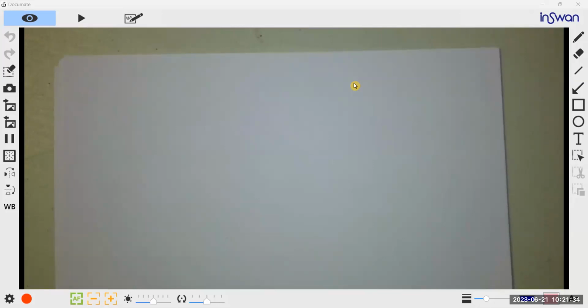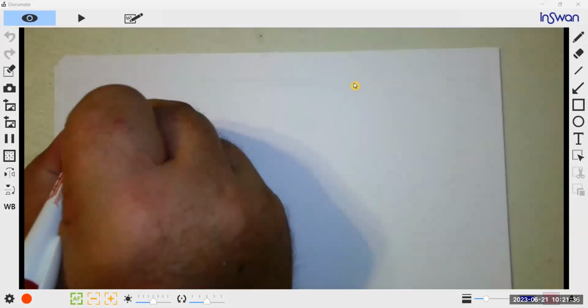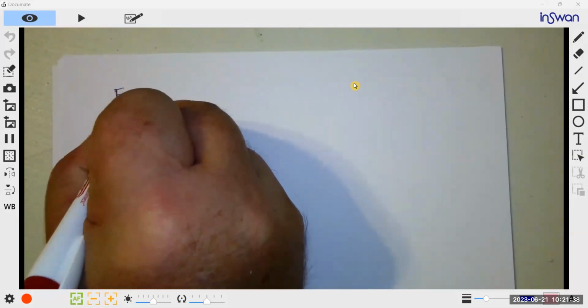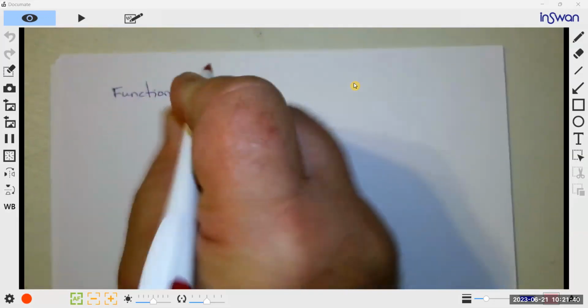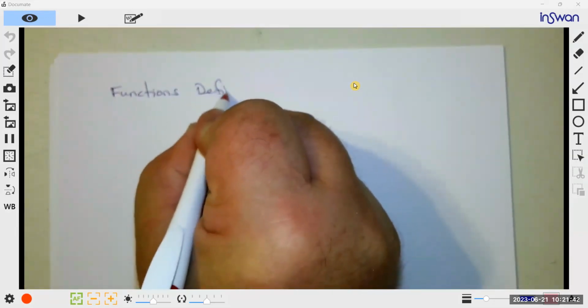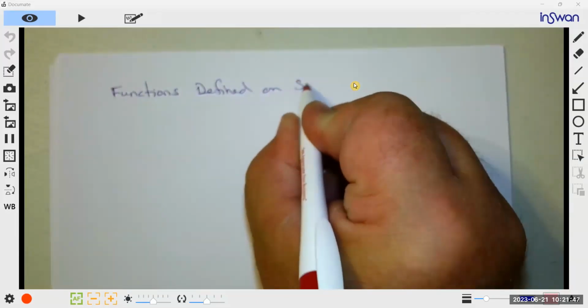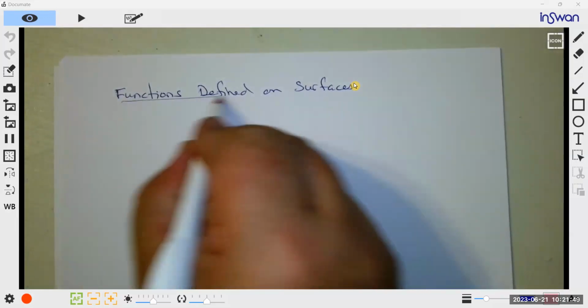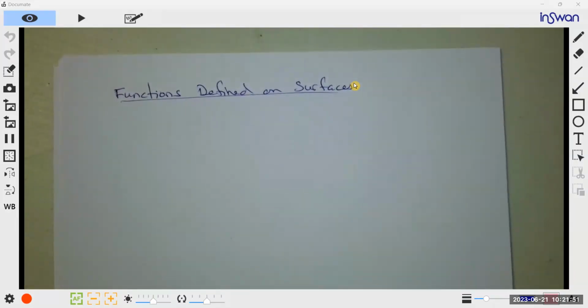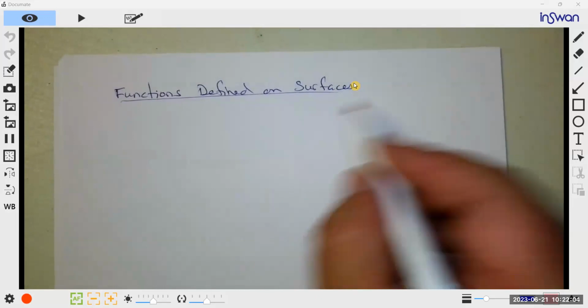All right. Let's look at functions defined on surfaces. Pretty much, it's going to be the same thing, except now, since we're dealing with surfaces, we have to have 2 variables. You can't just have a single surface.